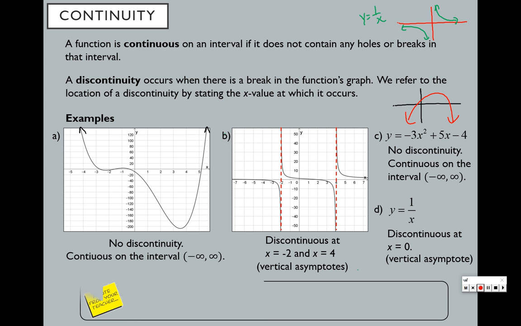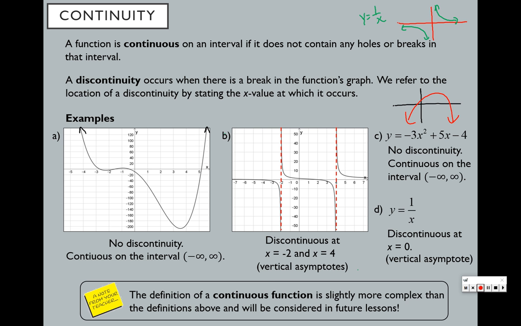All right. Little note here. The definition of continuous functions is slightly more complex than the definitions above and will be considered in future lessons. I mentioned that. The definition here: a function is continuous on an interval. I said this is like an introduction to continuous. We'll come back to continuous in chapter 5. We'll come back to continuous in calculus big time, and we'll really get to the bottom of it. But for now, it's enough to go, okay, is it one piece or is it multiple pieces? That's all. That'll be good enough for now.